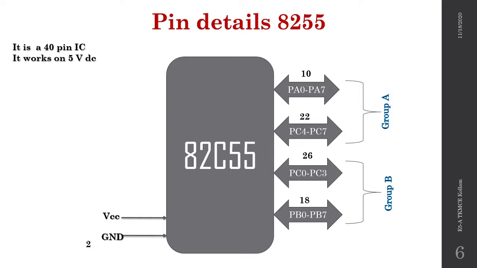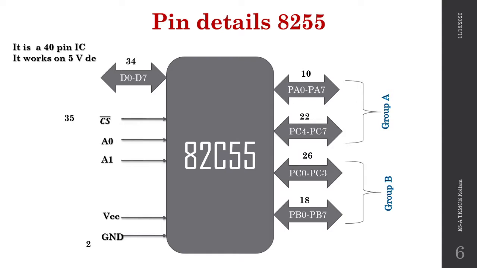Now data between 8255 and the microprocessor is transferred through the bidirectional data bus D0 to D7. It contains 8 pins. So 26 plus 8, 34. Then in order to select this 8255 IC, we need a CS bar signal. So 35 will come. Next, in order to select port and control word register, we need address lines A0 and A1. So total pins become now 37.